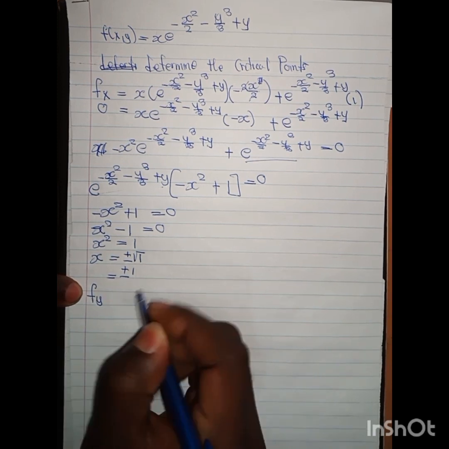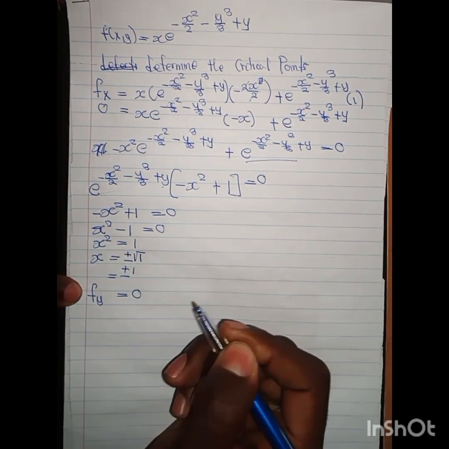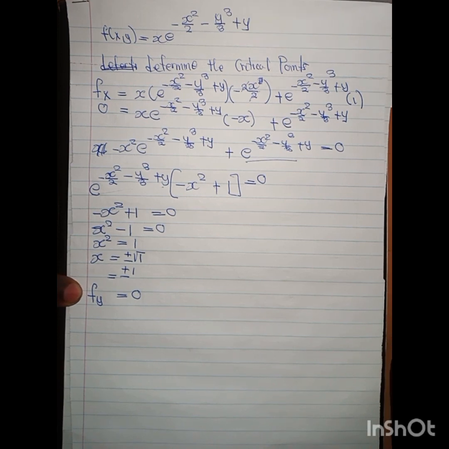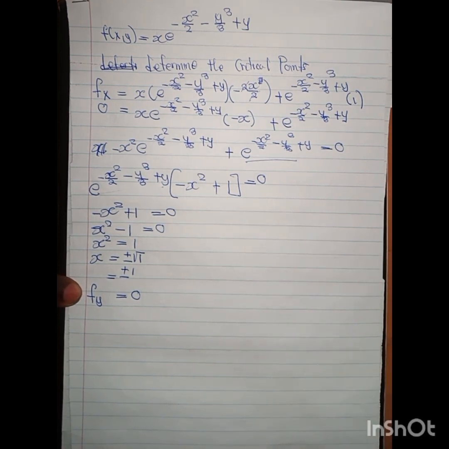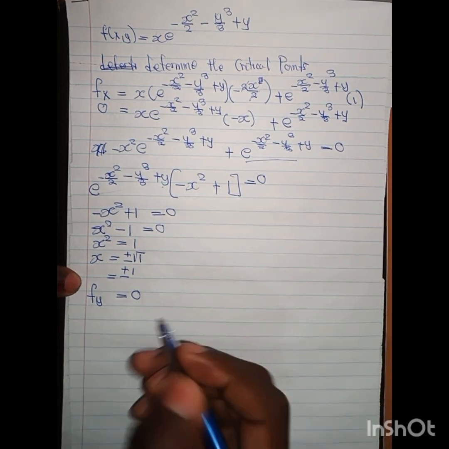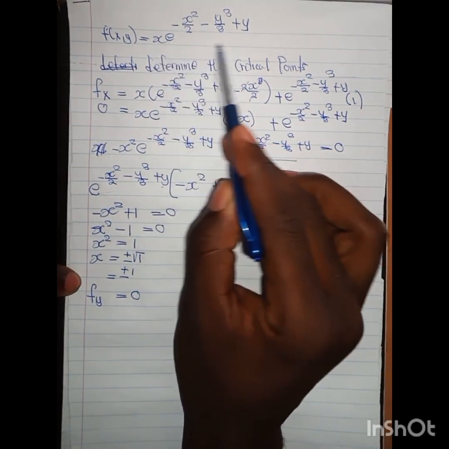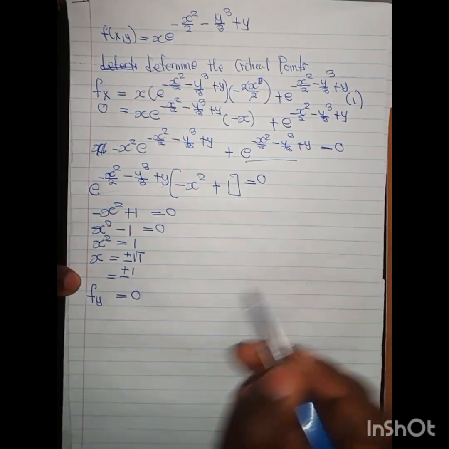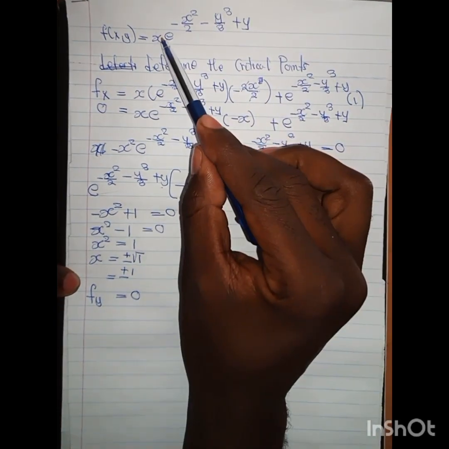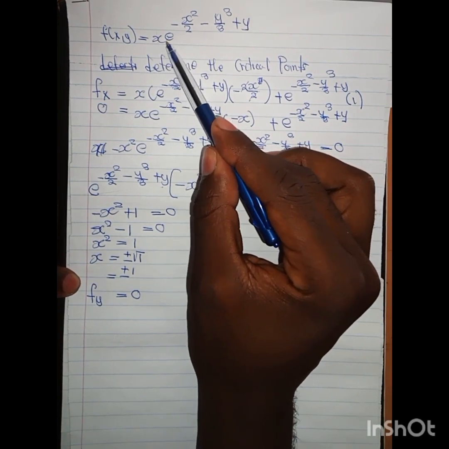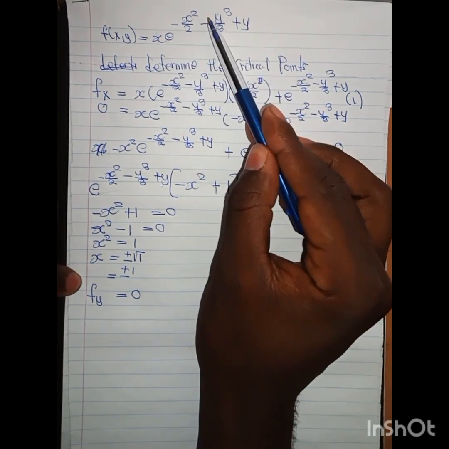F sub y must give us a 0, because these are critical points. The derivative must give us 0 always. Then let us now differentiate this function with respect to y. When we check, the first term is x, and the second term is the natural log e to the power everything, which we have here.